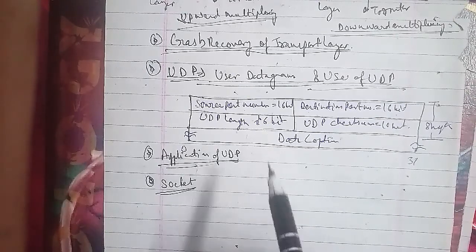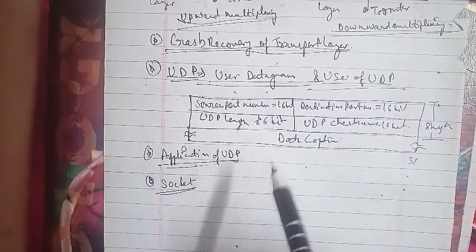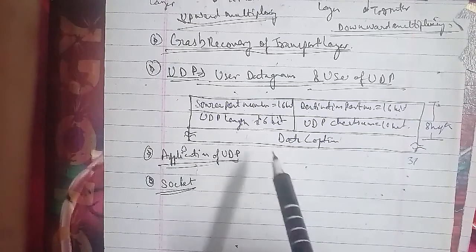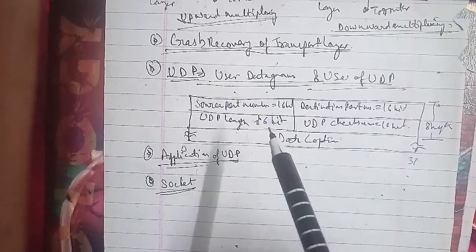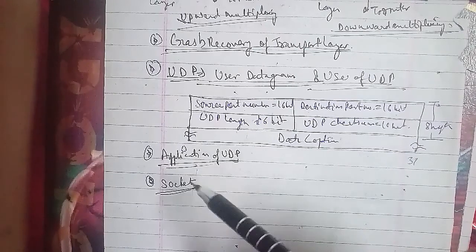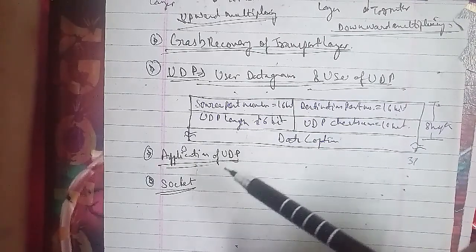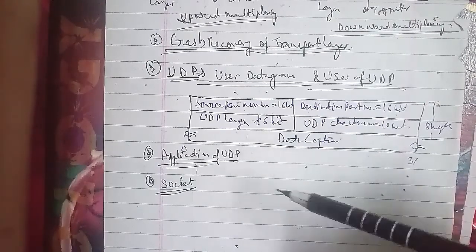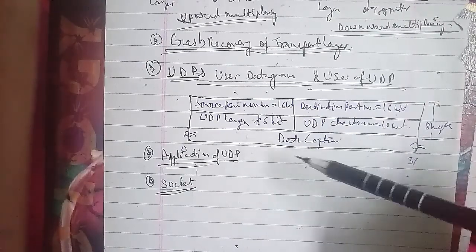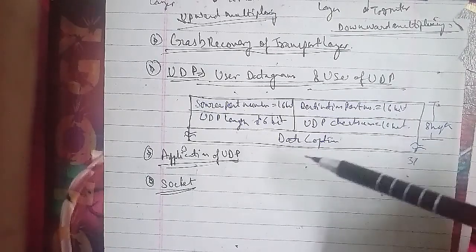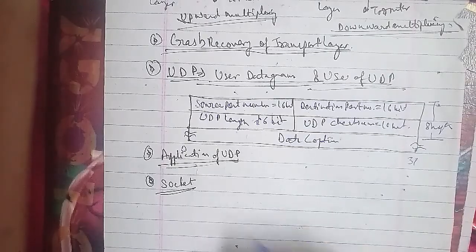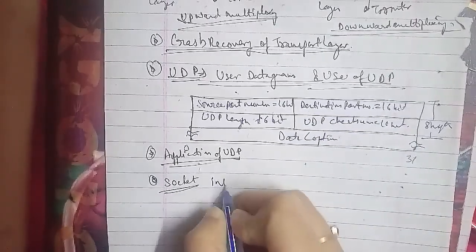Before an application program can transfer any data, it must first create an endpoint to communicate by calling socket, and the socket facilities are provided in the C language. For these facilities, the header files, that is types.h and socket.h, must be included in the program. The prototype is: int socket, int family, int type, int protocol.